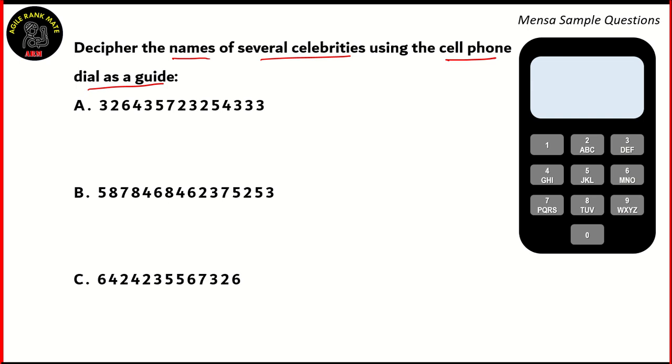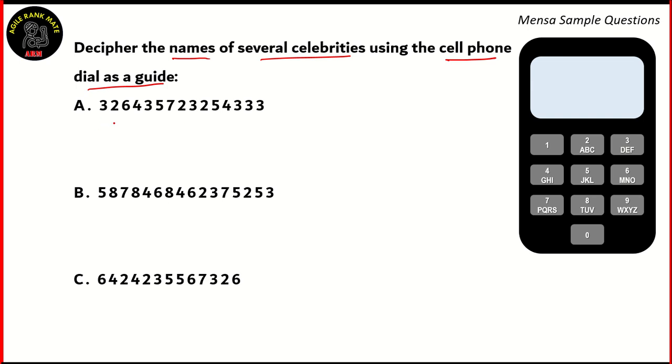So it's kind of similar to the cell phones that people used before smartphones entered the fray. So basically it's the same code. So based on the number and the permutation of letters that's possible, you need to decipher the name of a celebrity based on the code that's given. Let's start with code A. So the first number is 3. Then you have 2, then you have 6, then 4, 3, 5, 7, 2, 3, 2, 5, 4, 3, 3, 3. So, how do we solve this?